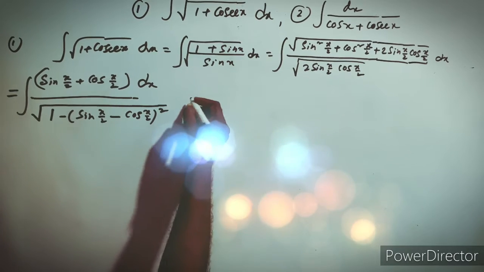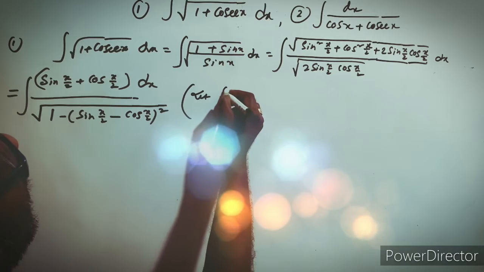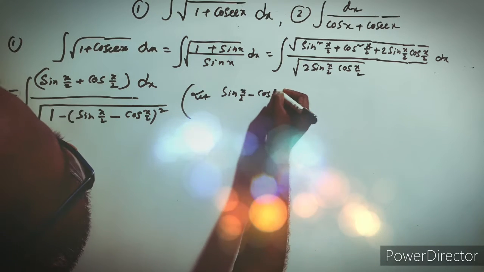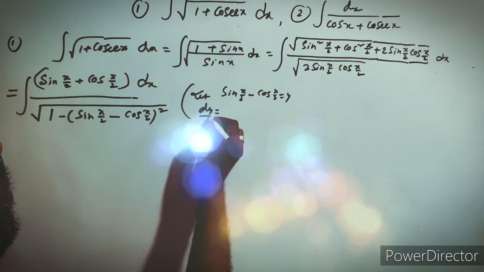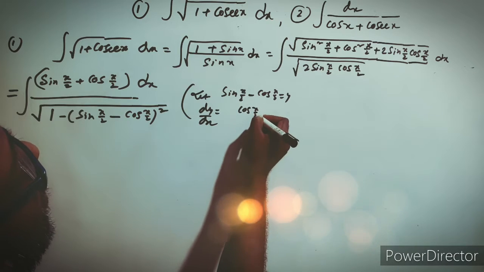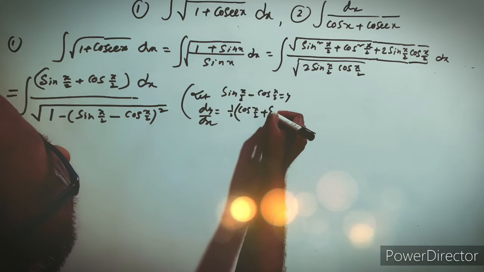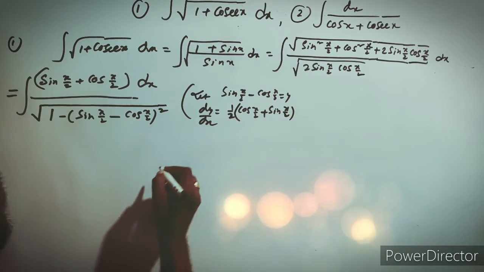So now let us assume sin x by 2 minus cos x by 2 as y. Differentiating, dy by dx is cos x by 2 and half, taking half common, minus minus plus, sin x by 2 and also half.